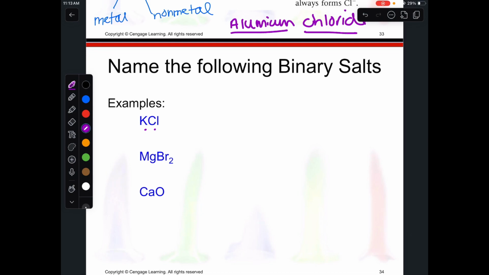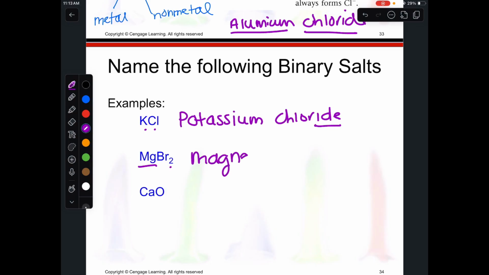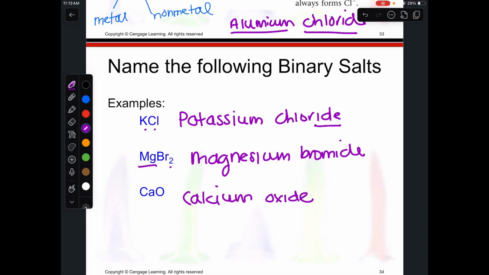So let's go ahead and name this. We see a K and we see Cl, so the K is potassium, and the Cl is chlorine. But we change that ending to -ide, so it is potassium chloride. Now we're going to talk about where these numbers come from in a few moments, but right now we're going to focus on magnesium and bromine, which changes to bromide. And then we have calcium and oxygen, and we change that to oxide.